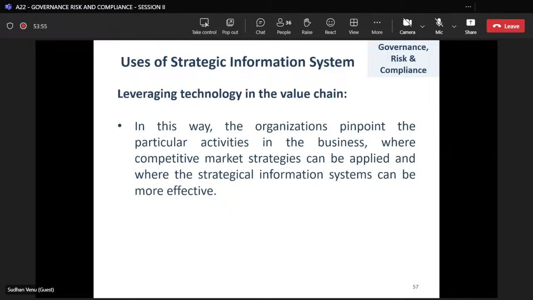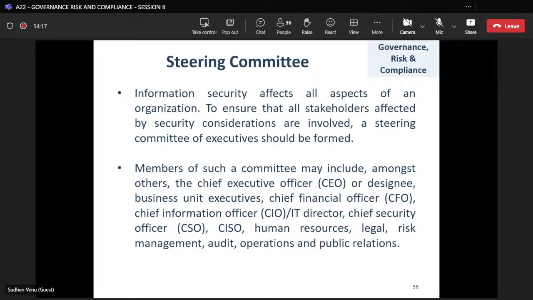We are going to improve in order to achieve the strategy information system, to gain businesses and increase revenues in terms of numbers, and to see how effectively we provide low cost products. So these are the uses of the strategy information system.